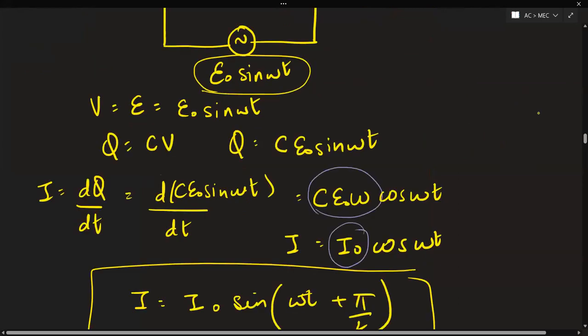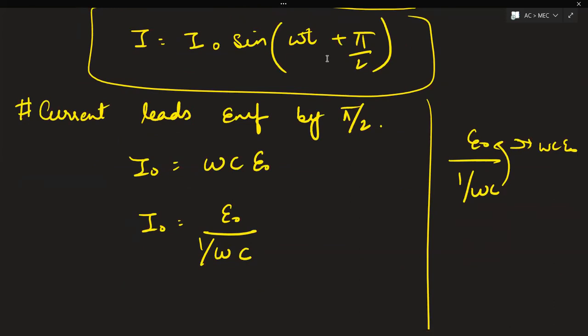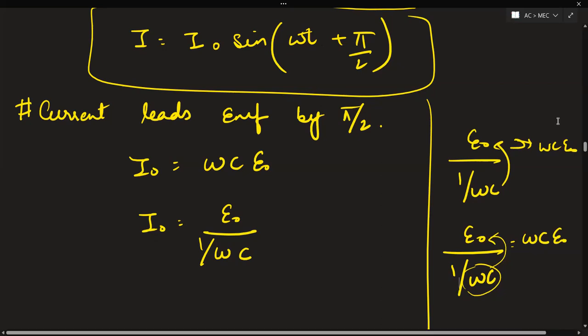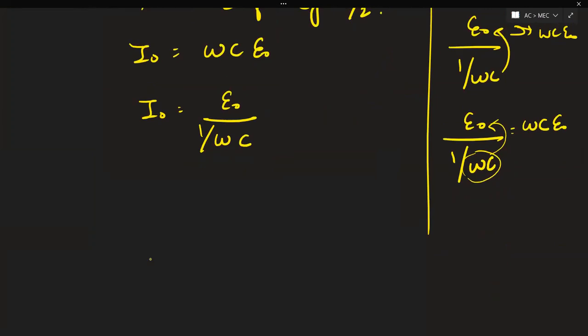So if you write this or if you write this, both of these are the same. Got it, class? E naught divided by 1 by omega C. Omega C will go up only in the numerator, so this becomes omega C E naught. So I can write omega C E naught as E naught divided by 1 by omega C. Both the values are the same. It's just that one is in the denominator, the other one is in the numerator.